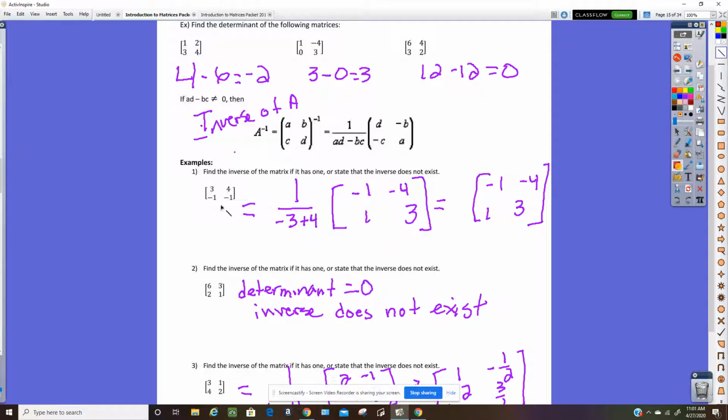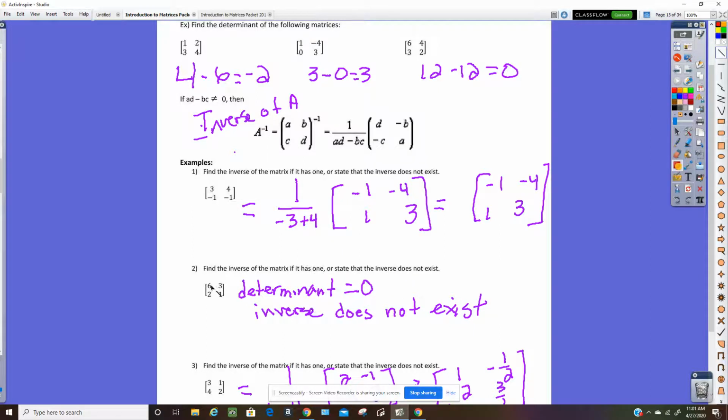In other words, if I multiply these two together in either order, and if I do this is A and this is B and I multiply them together, I get the identity matrix, or B times A would be the identity matrix if I multiply those back together. So that's one way you can check to see if you have the right answer, is multiply these together and see if you get the identity matrix. So find the inverse of a matrix if it has one, state the inverse if it does not.